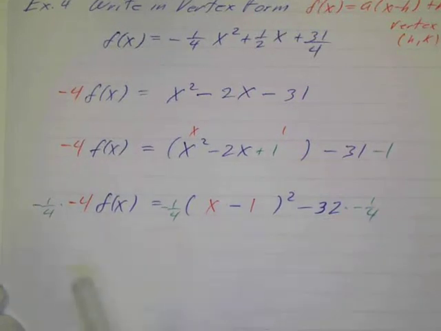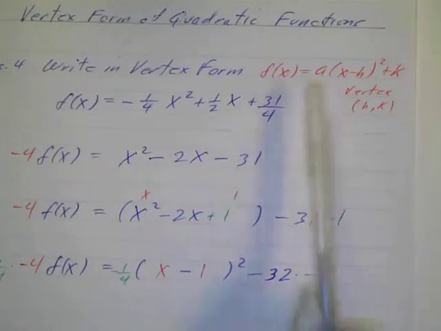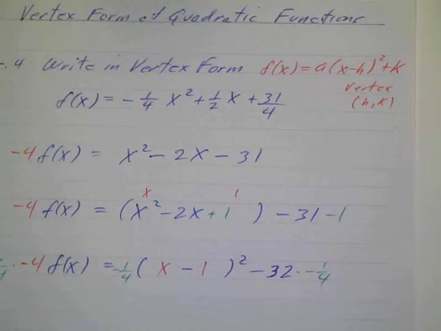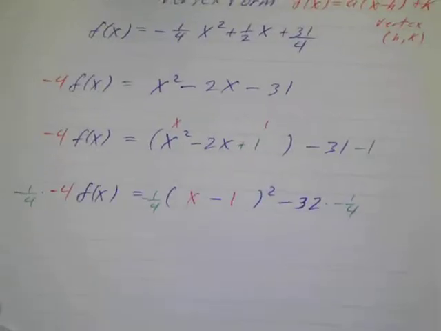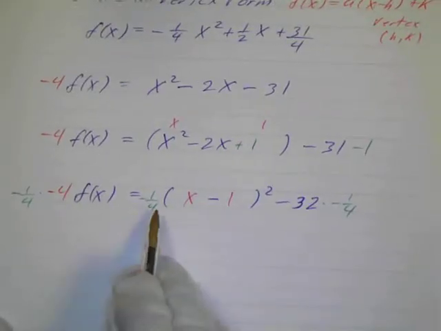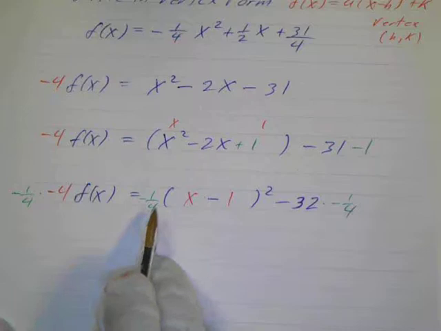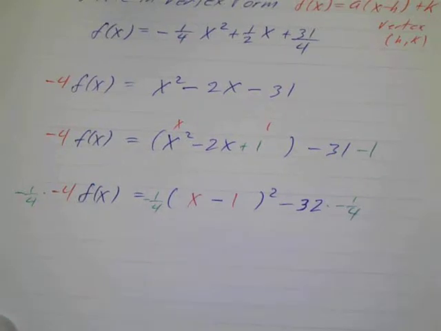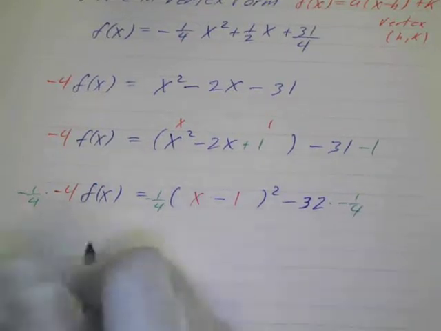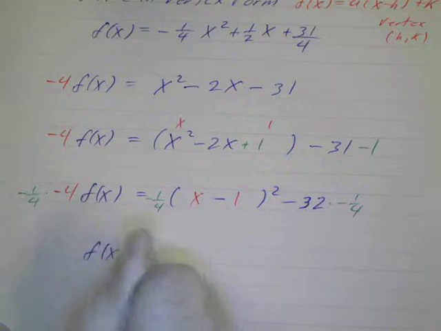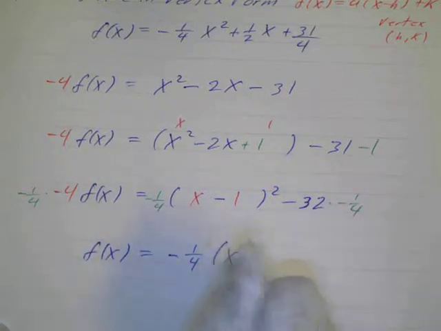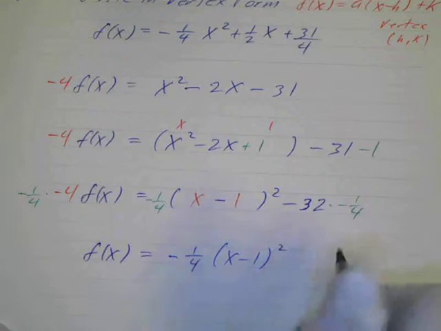Now this negative 1/4 is going to take on the value of a. A will be negative 1/4. Which means the parabola is going to be shaped like an N. It's going to be a little bit flatter because of the 1/4. Okay, so now we have f of x equals negative 1/4, and that's your a, times x minus 1 squared.